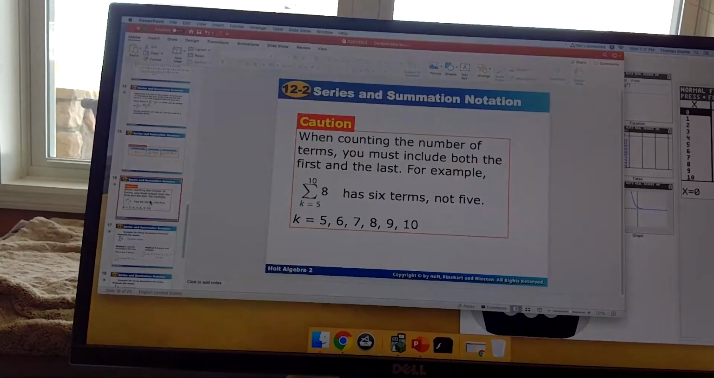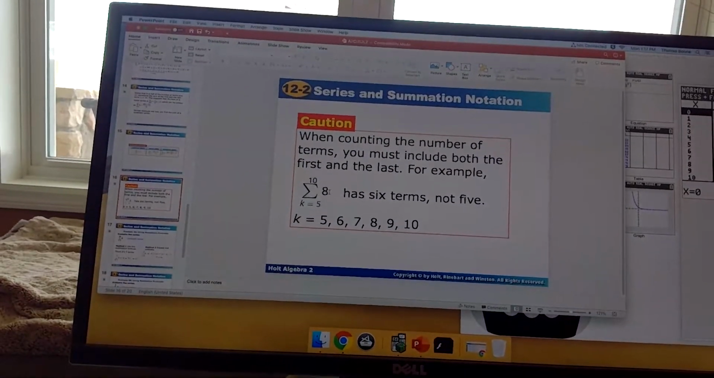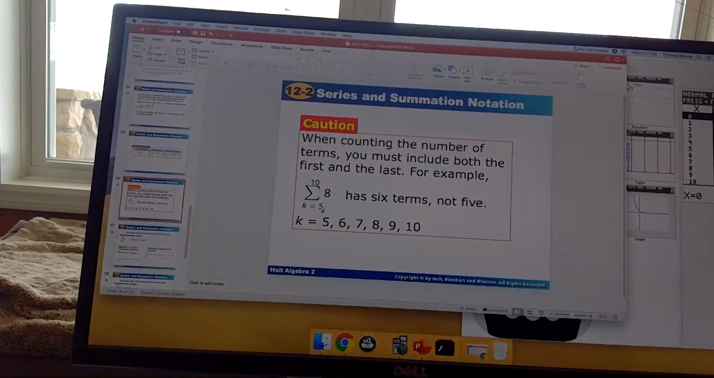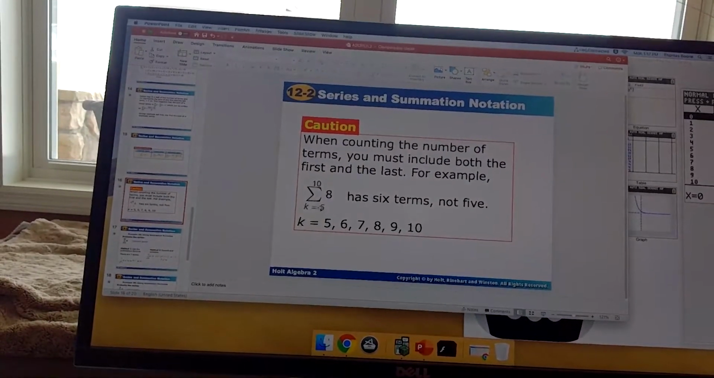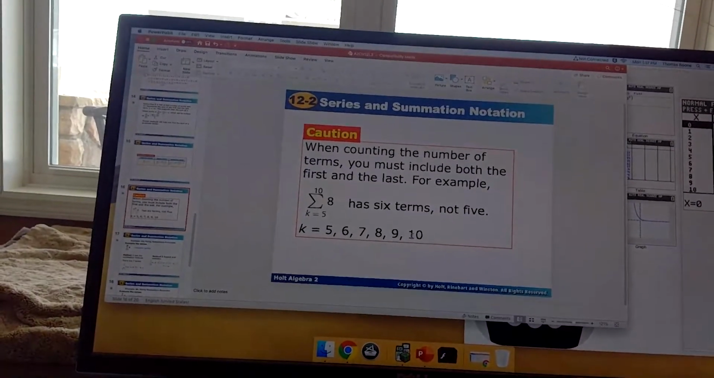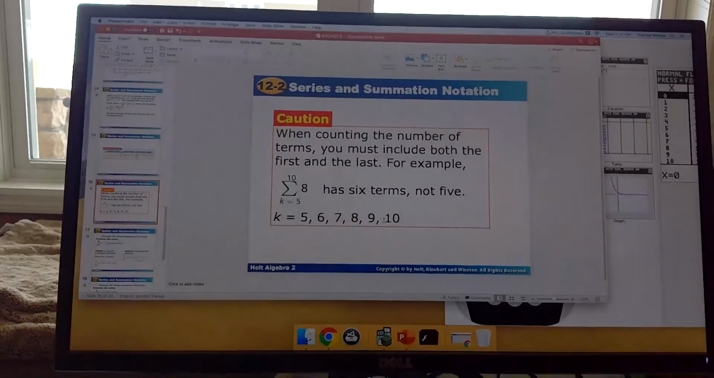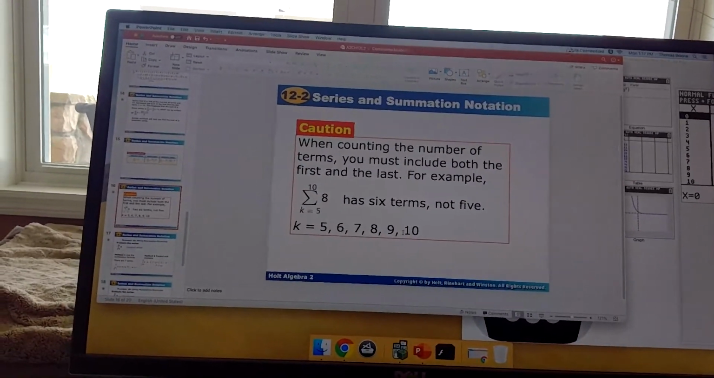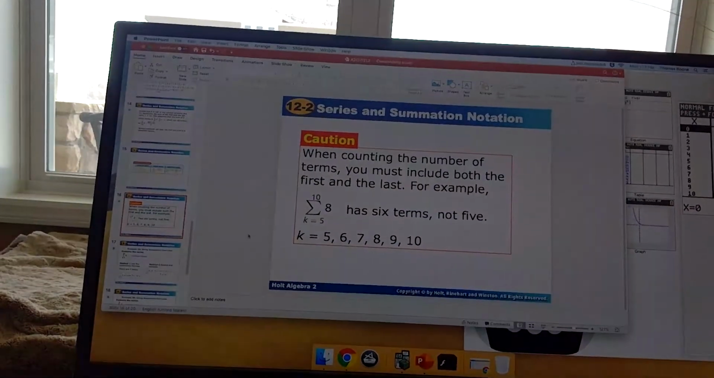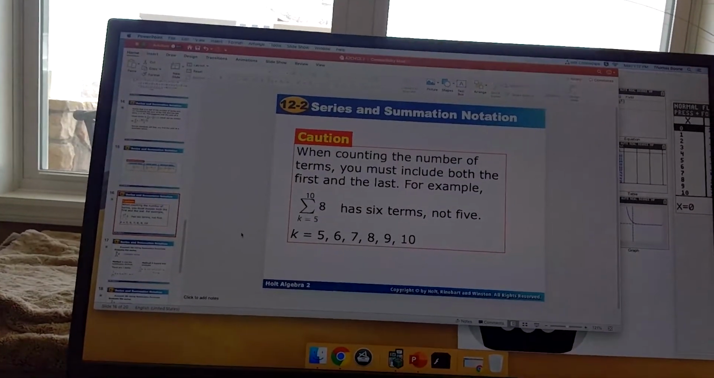Now, one thing to keep in mind is to be careful. If you start at 1 and go to 10, there's 10 terms. But if you start at 5 and go to 10, some people might think it has 5 terms. But if you list them out, 5, 6, 7, 8, 9, 10, there's actually 6. So be careful. If you don't start with 1, be careful counting how many terms there actually are. If it is 1 to 10, you know it'll be 10 terms, but in the other case, that's what you'll have.